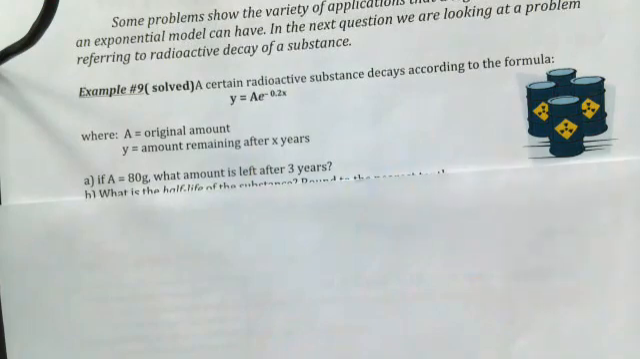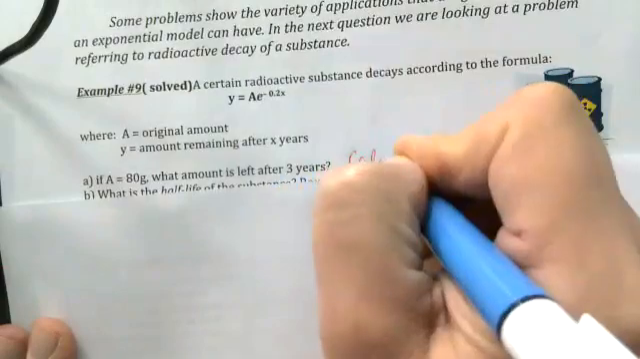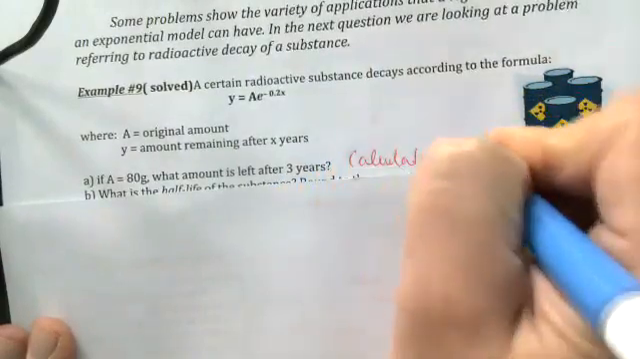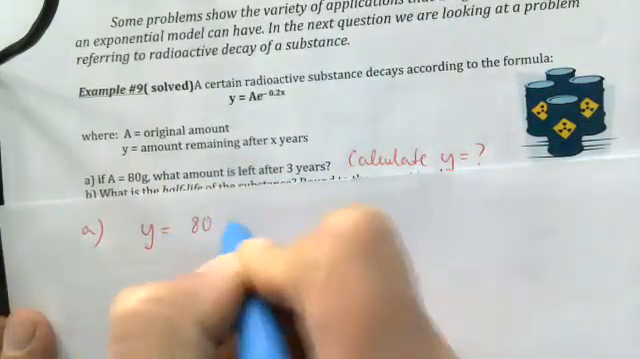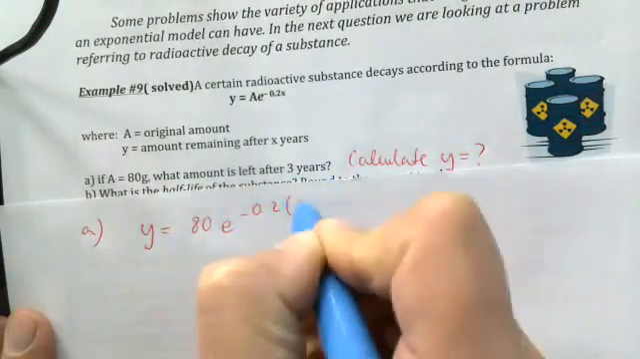The first part of the question says if A is 80 grams. So if you start with 80 grams of this substance, how much is left if it decays after 3 years? Since you know every single thing on the right-hand side of that formula, all you have to do is calculate Y, right? So Y is 80 e to the negative 0.2 times 3.